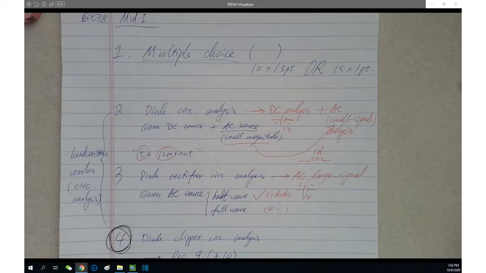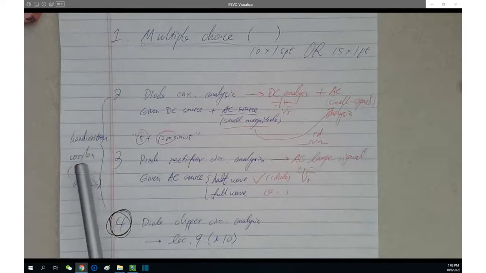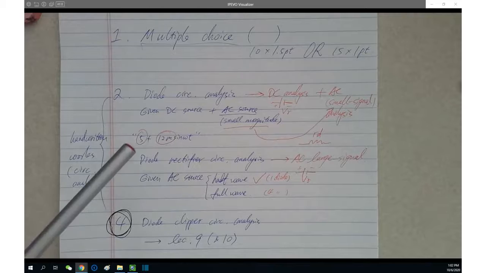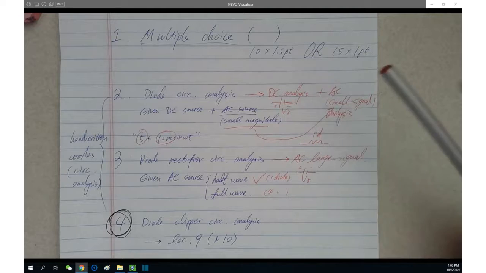The points for each question might be different, based on how many you have. And then three basically handwritten problems. They're nothing but circuit analysis. One is a diode circuit, and in the diode circuit you have an AC source and a DC source, and therefore you're going to conduct a DC and AC analysis respectively.